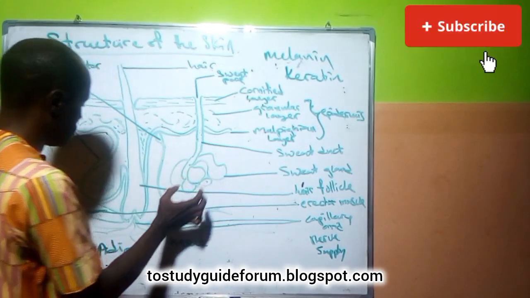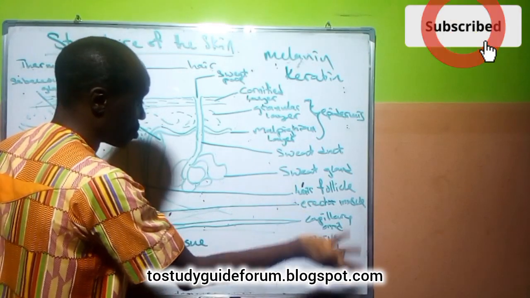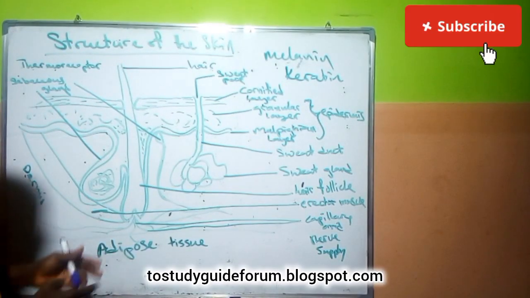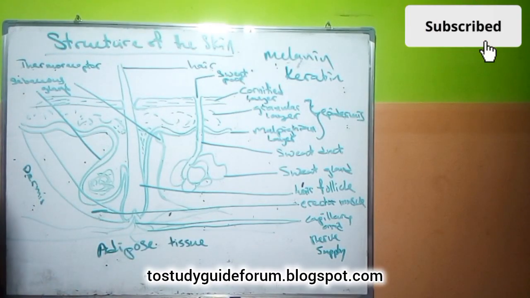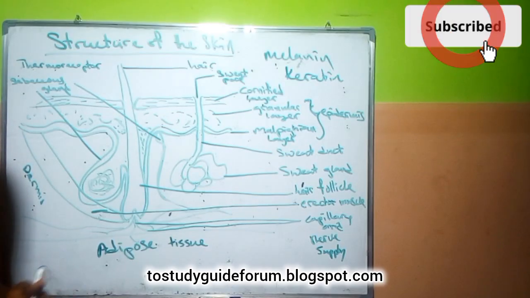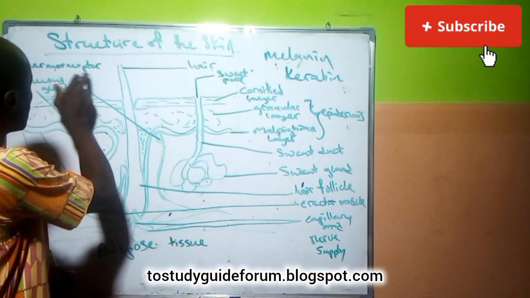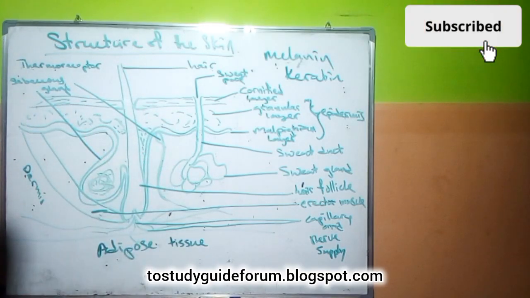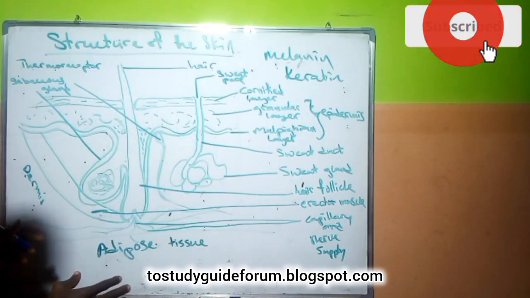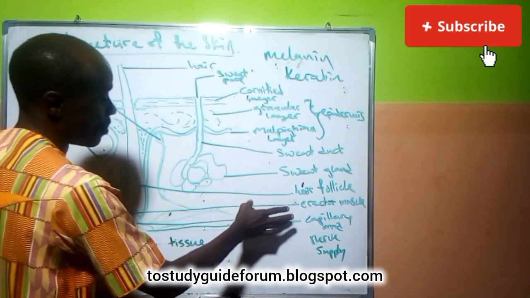Like you can see, the sweat glands are there. We have the sebaceous gland. We have the hair follicle. You can also see the erector muscle and blood capillaries. We can also see the nerve endings and all the sensory nerves. For example, we have the thermoreceptor. There are so many of them here, but I just listed this one to save space. The other receptor cells and nerves are there.